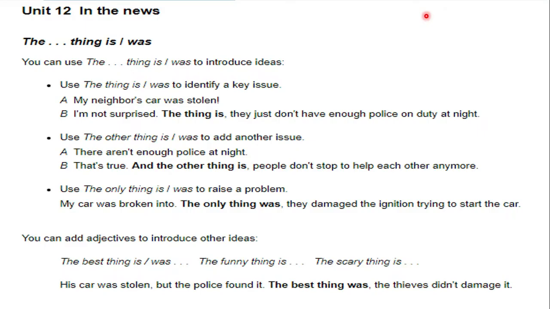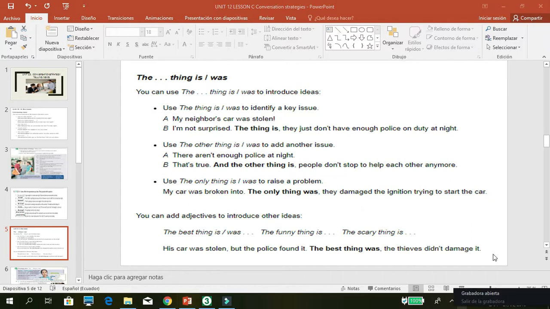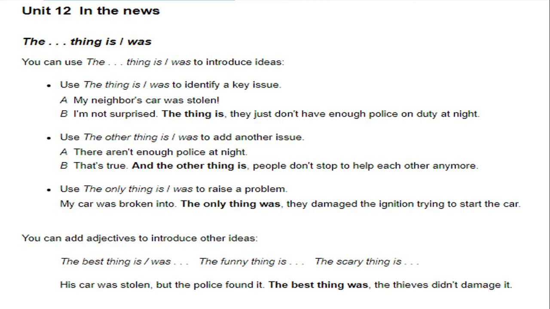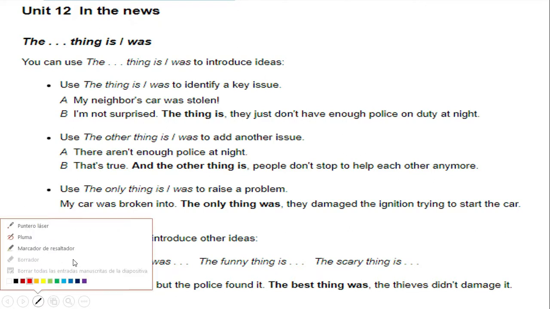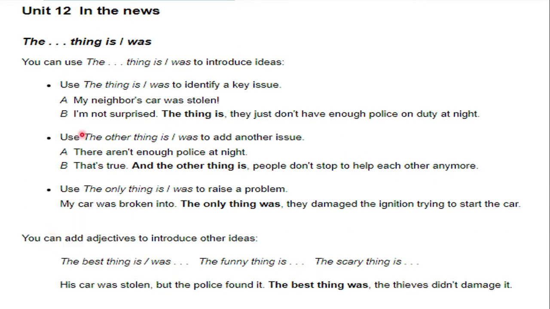Very good. We're going to go to the strategy plus. This is also part of conversation strategies. So this is an additional conversation strategy. This time we're going to see the thing is or the thing was. You can use the thing is or was to introduce ideas. For example, in a conversation, the first one, the thing is or the thing was to identify a key issue, es decir, para identificar un problema clave en una conversación.